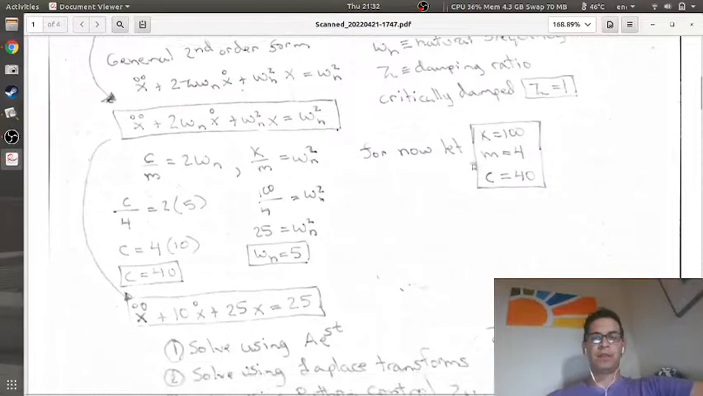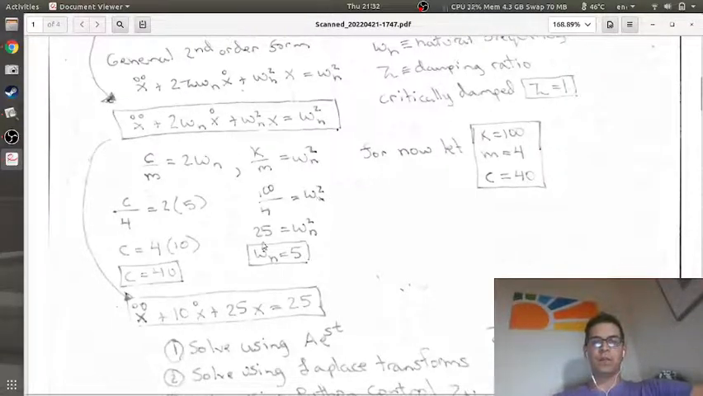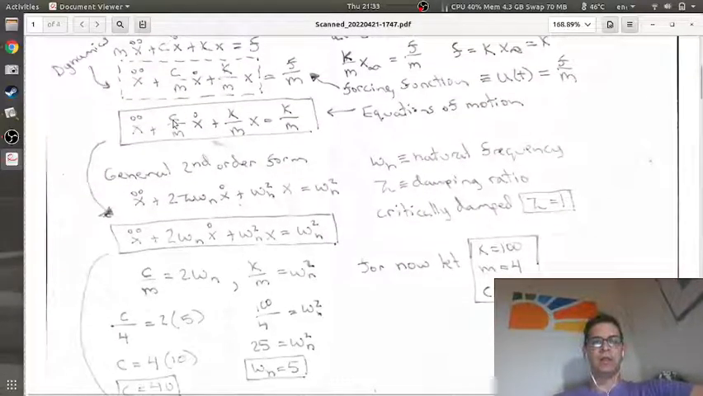Now, if we start to set some values and say that k is 100 and m is 4, and I did it on purpose because k over m becomes 25, and the square root of 25 is 5, so the natural frequency in this case is 5 radians per second. And then if you take that equation, you basically say c over m equals 2 omega n. And again, the reason I got omega n squared as k over m is because I set these two equations equal to each other.